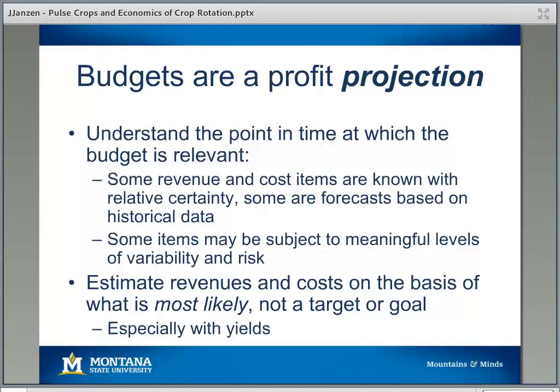But we know that production is subject to weather risk, right? The weather happens. And so it's not necessarily most likely that we're going to achieve that target level of yield. We want to estimate all of these revenues and costs on the basis of what's most likely. And that's going to give us sort of the best projection of what the profitability of these crops are. Sure, we might hit a home run in terms of yields, and that might make a particular crop look really good in our crop budgeting comparison, right? But ultimately, to make these budgets comparable across crops, we need to go with the most likely scenario.